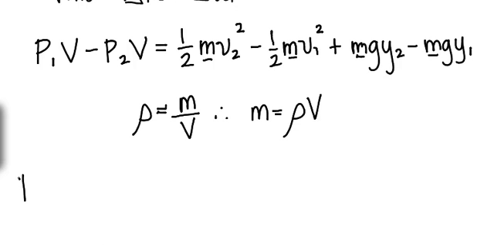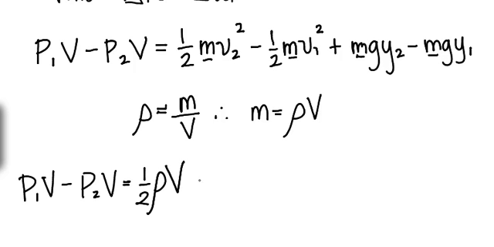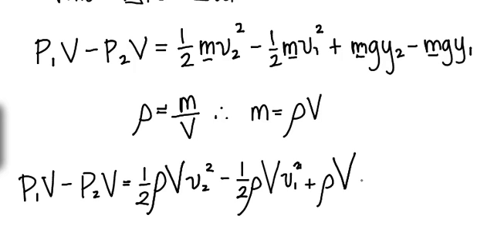Let's make a substitution into this big nasty energy equation. So we'll have P1V minus P2V is equal to 1/2 rho volume times V2 squared. Love that, don't you? Minus 1/2 rho volume times V1 squared plus rho volume g y2, trying to emphasize my volume, minus rho volume g y1. It got bigger and bigger, didn't it?